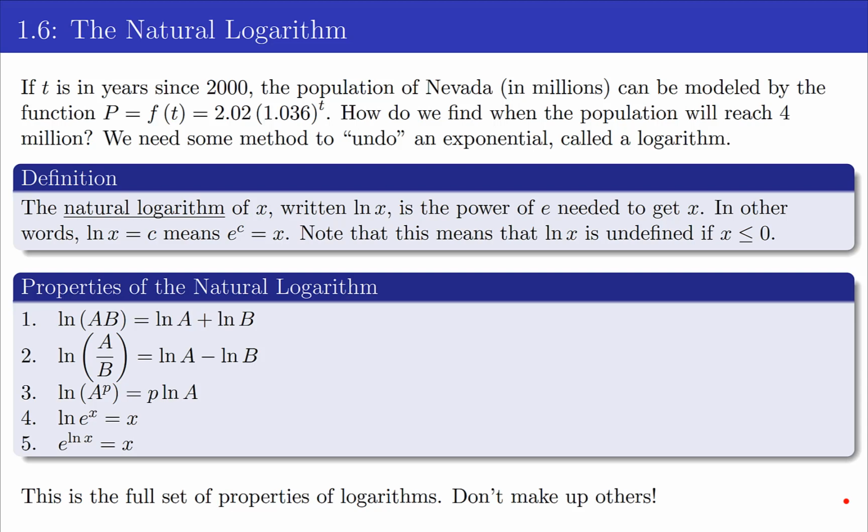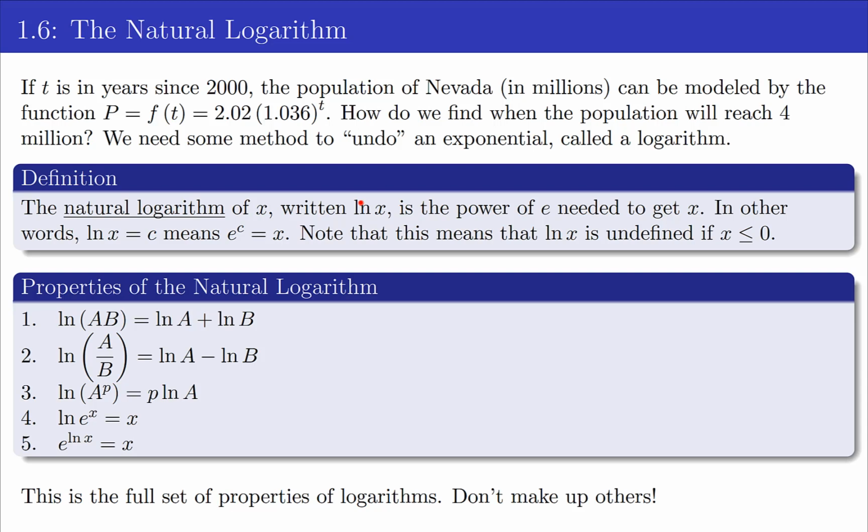We want to know when the population will reach 4 million. But in order to solve that equation, we actually need a way to undo an exponential function. To do that, we're going to use the natural logarithm. So the natural logarithm of x is usually written ln of x. The ln is a switched version of natural log because it came from a language where the adjective comes after the noun. Officially defined, this is the power of e that we need to get x.